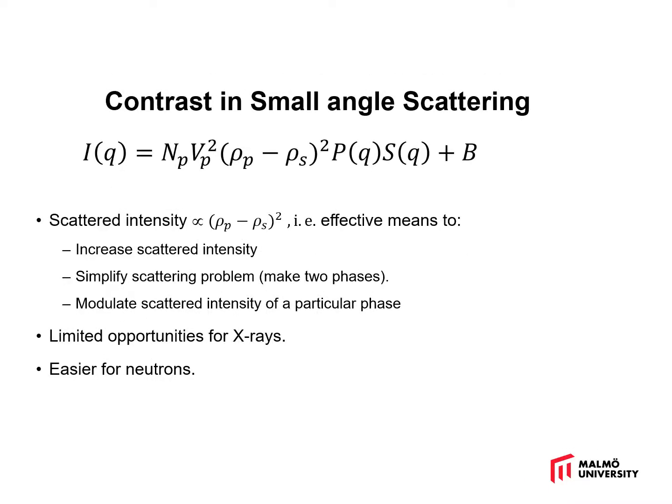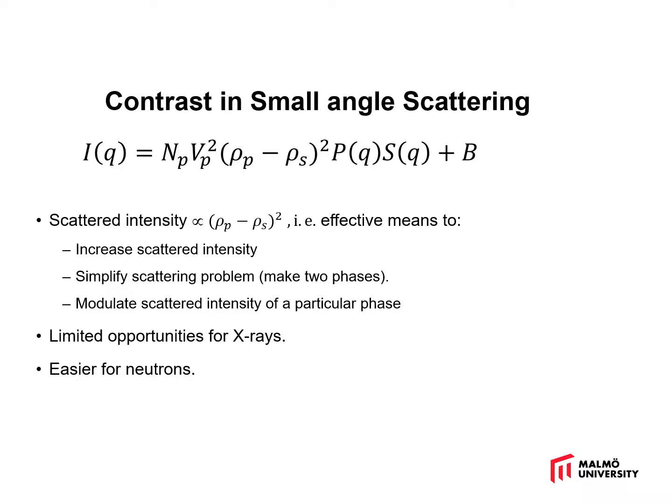If you consider the expression for the scattered intensity from a two-phase system, the scattered intensity is proportional to the square of the difference of the SLDs for the two phases, i.e. it's an effective means to increase the scattered intensity. We can use it to simplify a scattering problem which is three phases into two phases by matching the SLD of the two phases, or modulating the intensity of a particular phase. It's also a way of reducing background, and we'll go into that in the practical sessions.